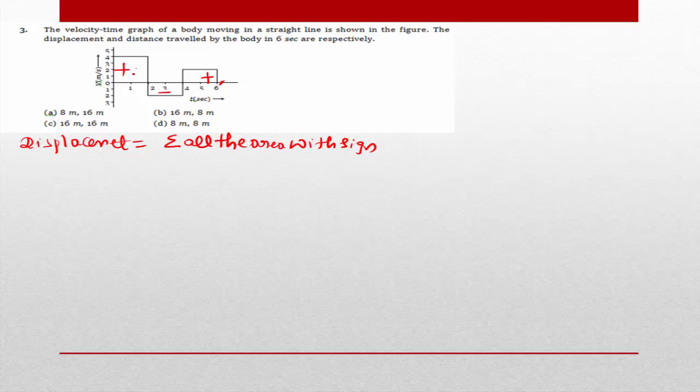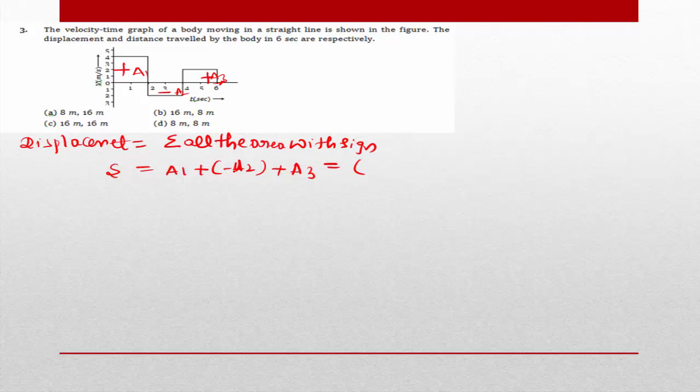Sum of all the area: this is A1 and this is minus A2, this is plus A3. A1 minus A2 plus A3, the sum of all area with sign. Therefore, the displacement S is equal to A1 minus A2 plus A3.